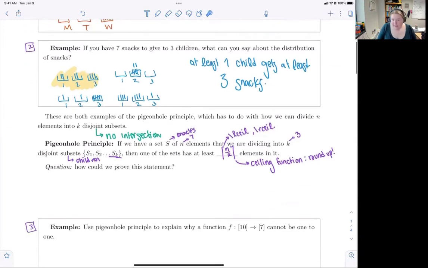Now, be a little bit careful. When this says one set, it's not exactly 1, it's at least 1. Because if there are 5, then it's definitely true that there's 1. It's just also true that there's more than that. So be a little careful. At least. So how would we prove this statement? We're coming out of our proofs unit. How would we prove this?